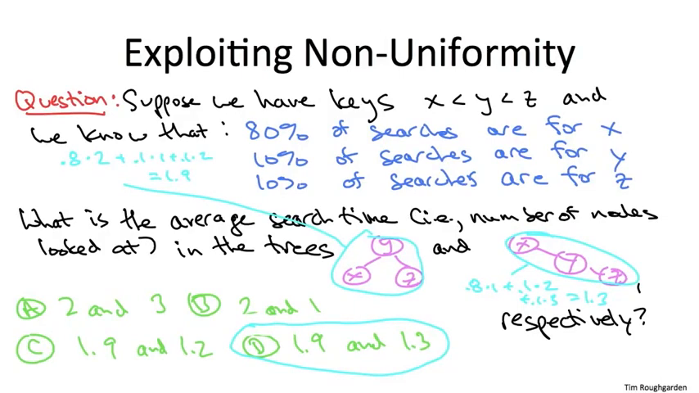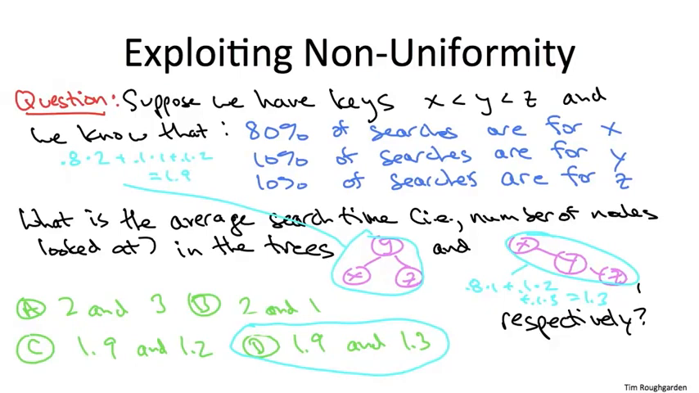All right, so the correct answer to this quiz is the fourth option, 1.9 and 1.3. To see why, let's compute the average search time in each of the two proposed search trees. In the first one, with y at the root, 80% of the time we're going to suffer a search time of 2 whenever we look for x. We have to look at the root y, then we look at the x. So we pay 2 80% of the time. That contributes 1.6. 10% of the time we get lucky, we see a y, that contributes a 0.1. 10% of the time we see a z, that contributes another 0.2, for a total of 1.9.